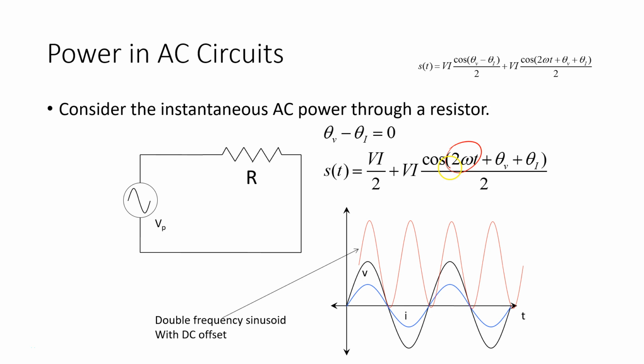So we have double the frequency of the voltage and current. So we cannot talk about power being in phase or out of phase with voltage and current, because they are two separate frequencies. The power is at twice the frequency of the voltage and current, and also we have an offset. So this is for a resistor.